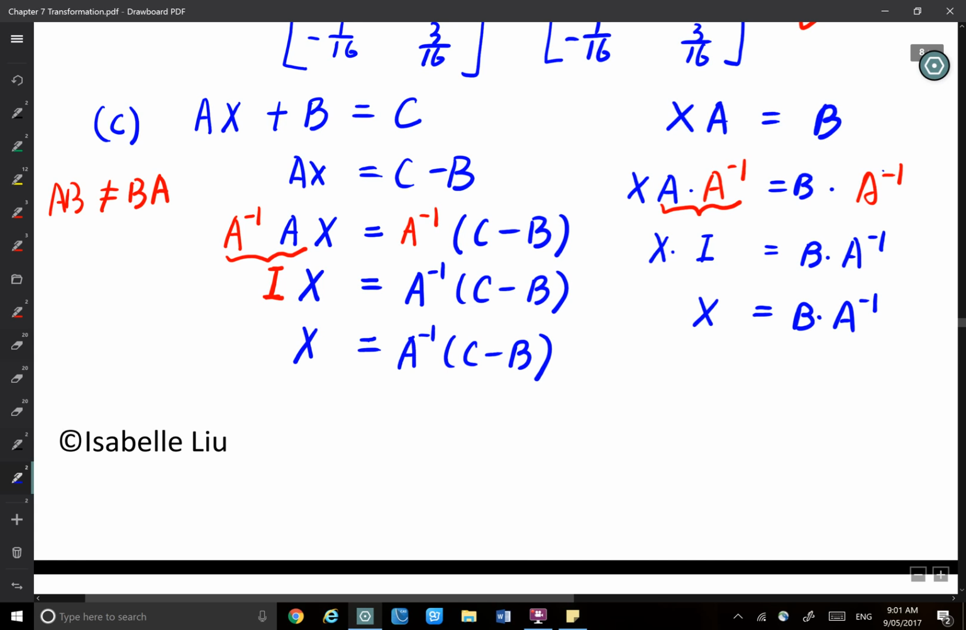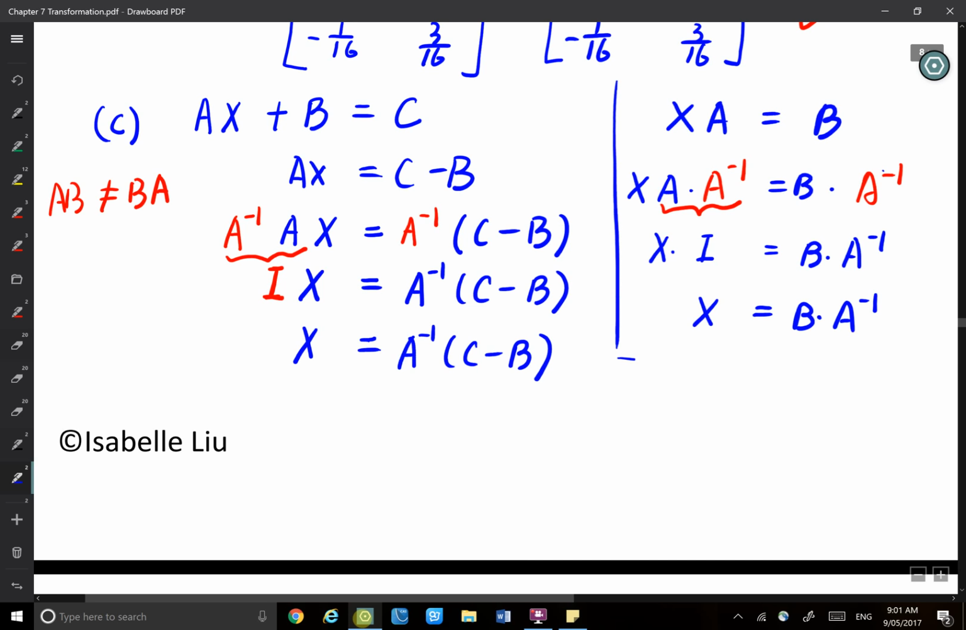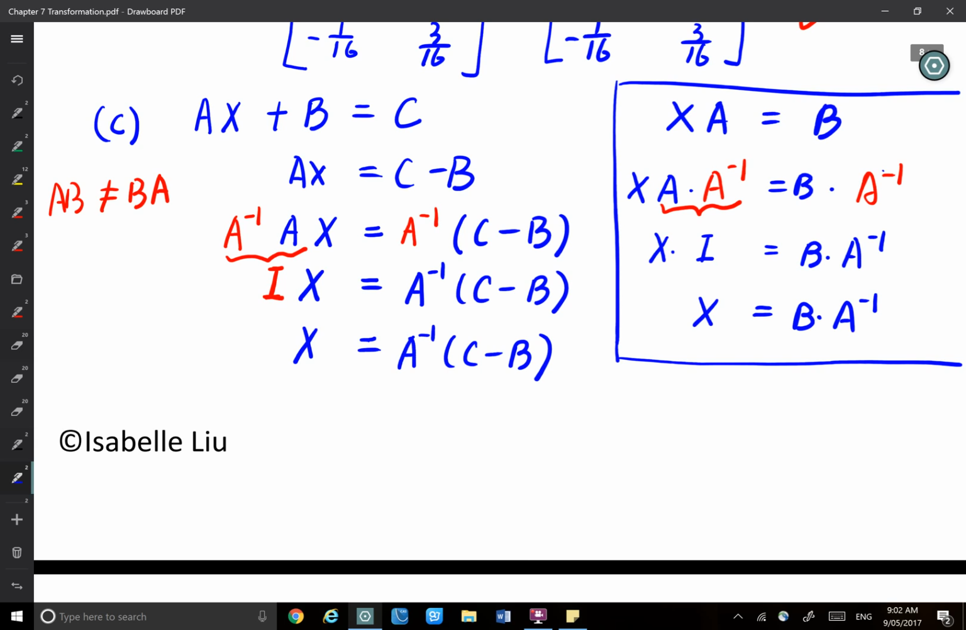At this time, A inverse is at the back. So it depends on where your A is, and that decides where the A inverse goes. Okay, so that's just another example I want to show you, to show you the importance of times A inverse at the correct position.